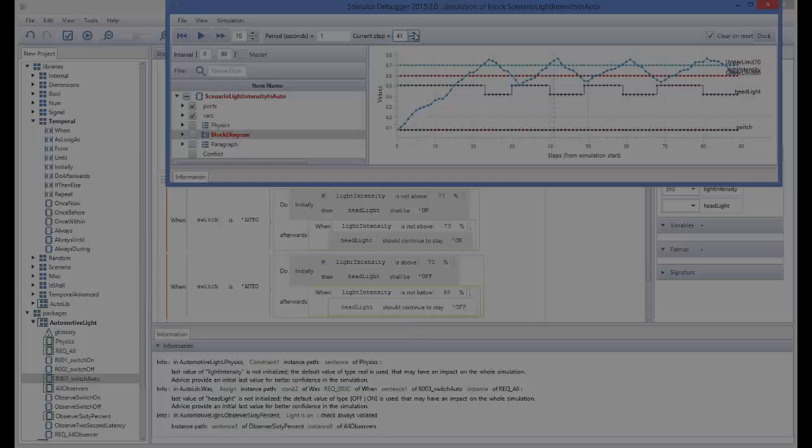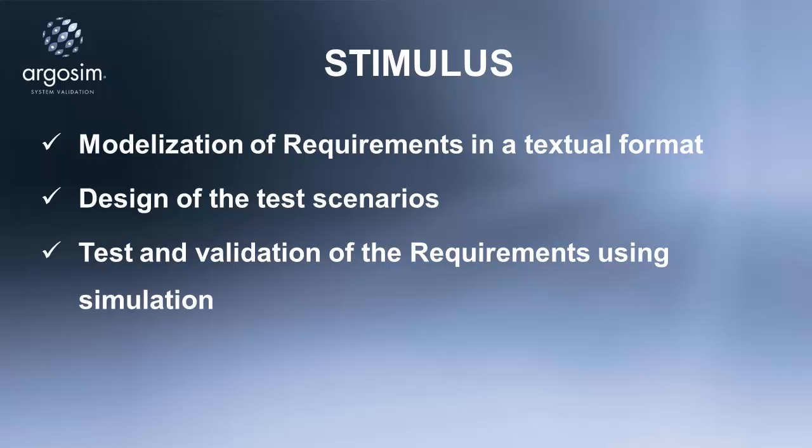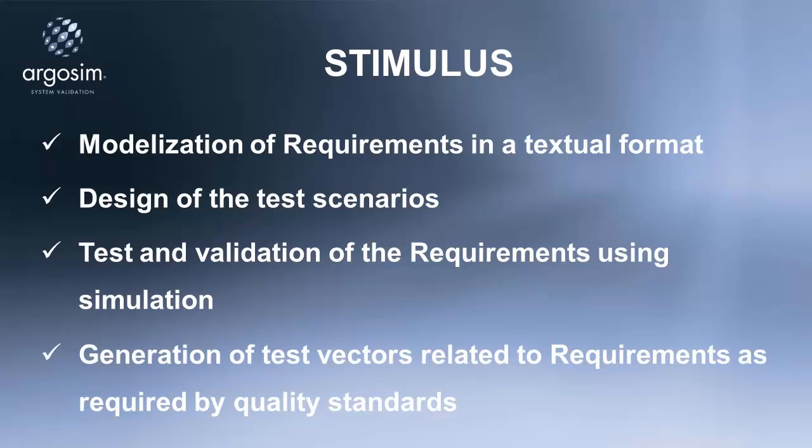So to summarize, what have we done? We have written requirements in Stimulus using a textual language, very close to the natural language. Described the test scenarios to validate the captured requirements. Used simulation to validate our requirements. Stimulus is the first tool that allows you to simulate and validate textual requirements, describe test scenarios, and generate many test vectors related to these requirements, as recommended by quality standards.